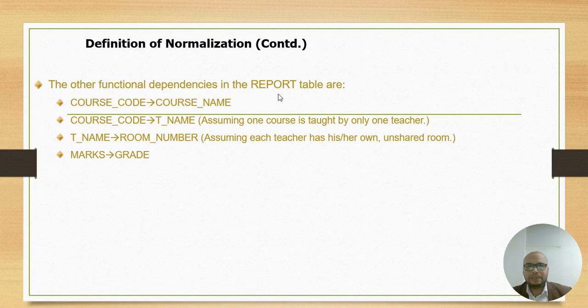The other functional dependencies in the report table are: course code to course name, as you can see. By course code you can see the course name. Course code to teacher name, assuming one course is taught by only one teacher. Teacher name to room number, assuming each teacher has his or her own unshared room. So teacher name depends upon room number. Once you know the room number, you can easily find out which teacher is going to teach you. Marks and grade as well. These are examples of functional dependency.